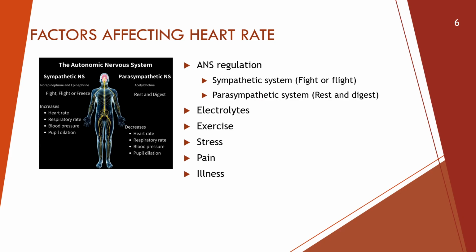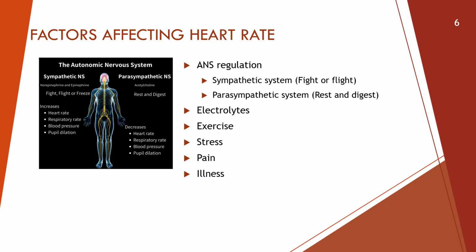And how fast or slow the signal is sent by that SA node will depend on the sympathetic and parasympathetic response from the ANS. So, for example, if the body is in the state of fight or flight, we can see an increase in heart rate and blood pressure. If the body is able to rest and digest, the heart rate and blood pressure will decrease.